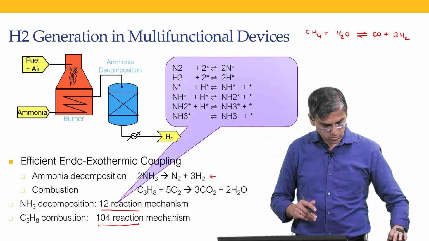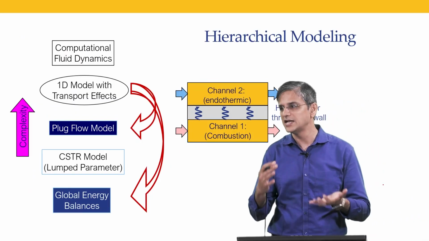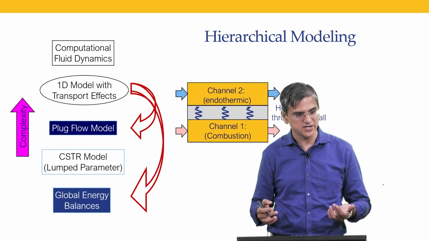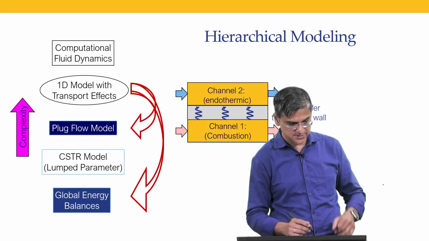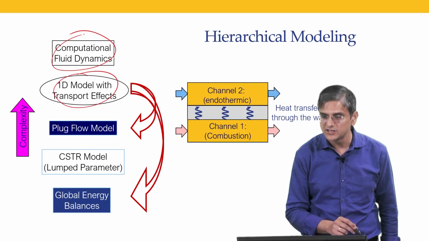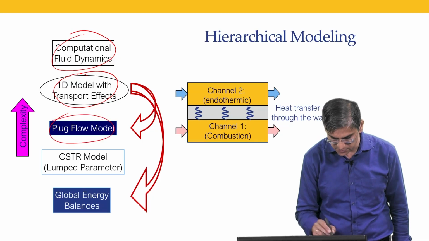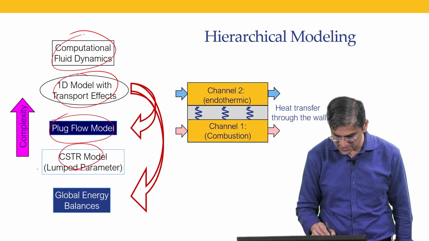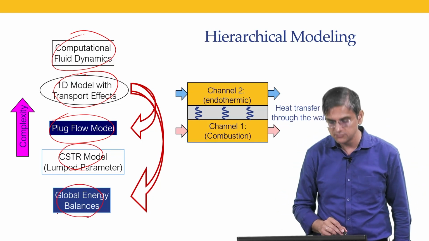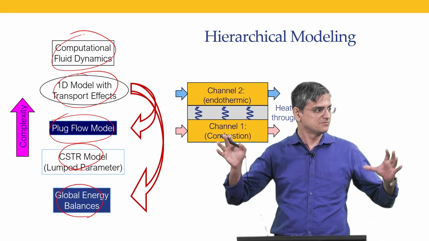Okay. So, now you have all of these complex reactions, and now we want to combine them to analyze a reactor. How we can do that is put them in different types of reactor models. The reactor models can be very complex. Computational fluid dynamics, that could be 3D or 2D reactor models. It could be a 1D model with transport effects, something like your axial dispersion model. It could be something as simple as a plug flow model. It could be even simpler as a CSTR. So, we have two CSTRs that are interacting with each other, or this could be even simpler as global energy balances. Okay. I do not want you to remember this and all that.